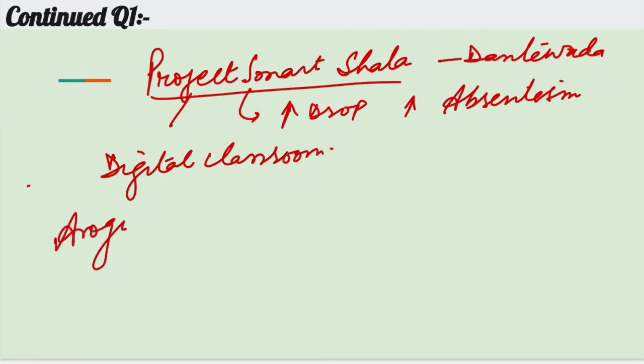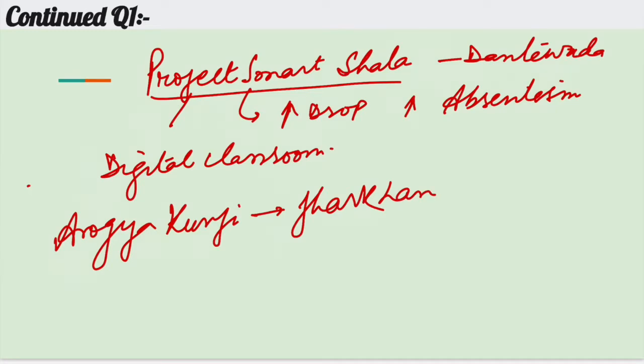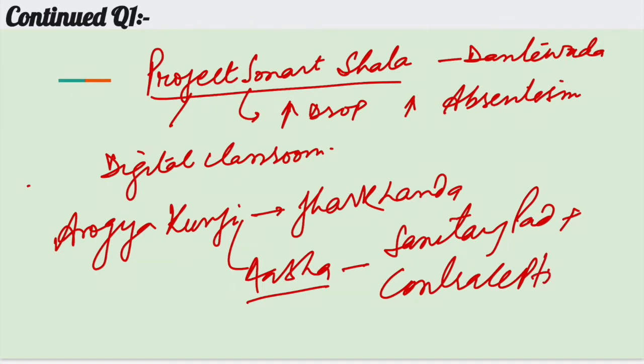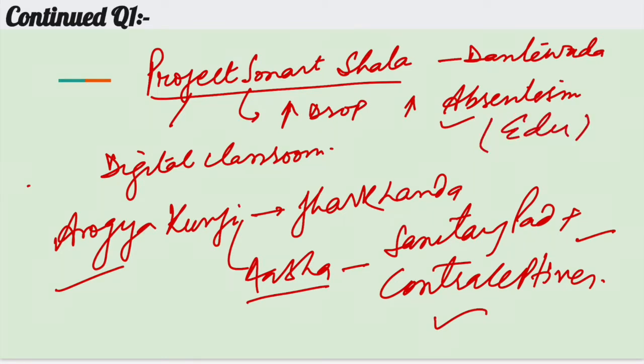Another best model I can talk about is Arogya Kunji. What is Arogya Kunji? This is in the Chatra district of Jharkhand. Under this Arogya Kunji, ASHA workers are providing sanitary pads and contraceptives. So basically this will help in achieving the parameter under health, and this will help in achieving the parameter under education.